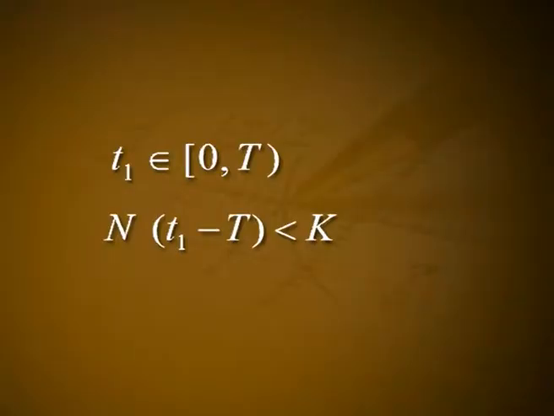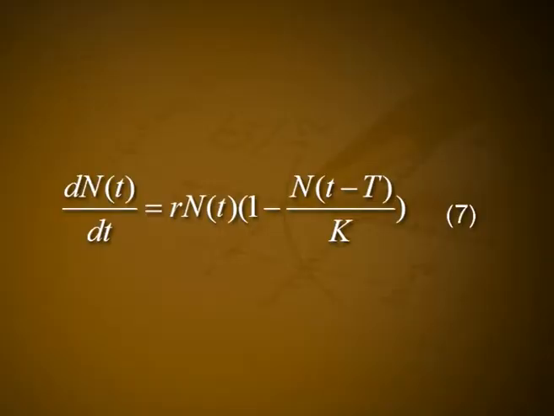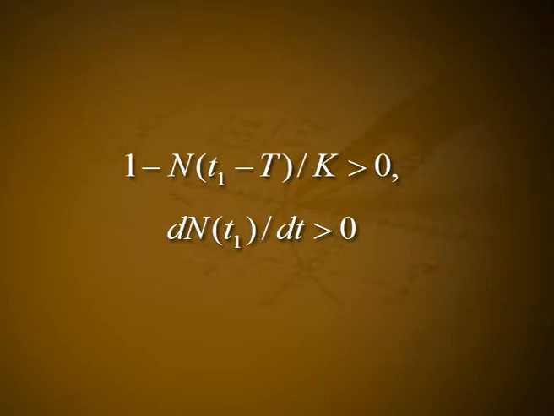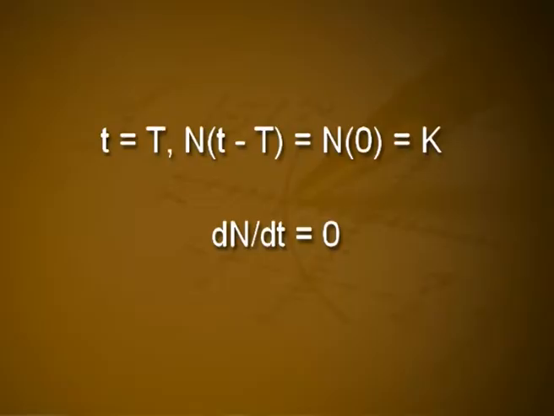Take a time t1 in the half open interval 0 to T. We clearly have then n(t1 minus T) is less than k. Then from the governing equation 7, since 1 minus n(t1 minus T) by k is greater than 0, dn(t1)/dt is greater than 0, and so the population n at time t1 is still increasing. When t is equal to capital T, n(t minus T) is equal to n(0), which is equal to k, and so dn/dt is equal to 0.